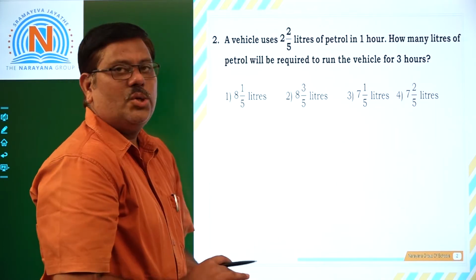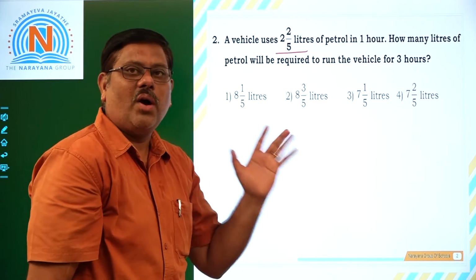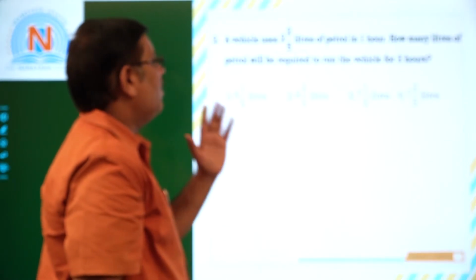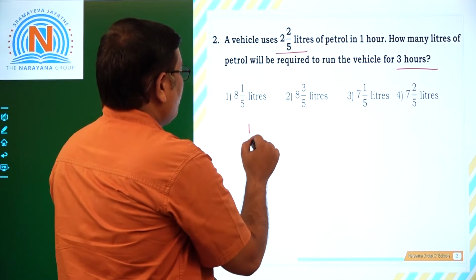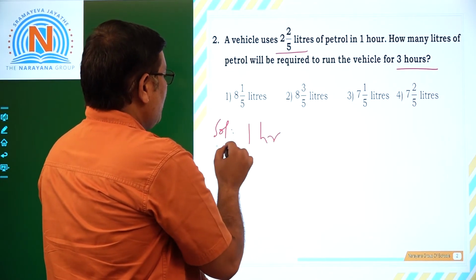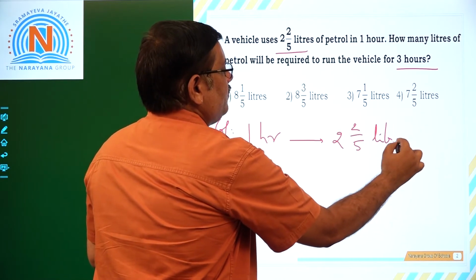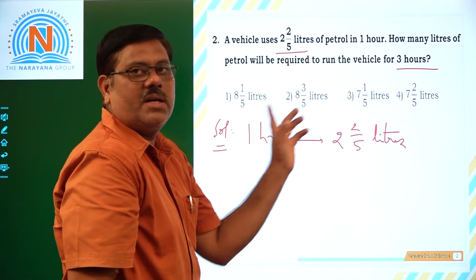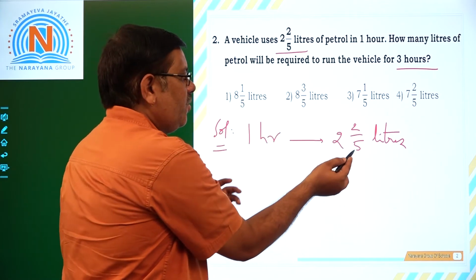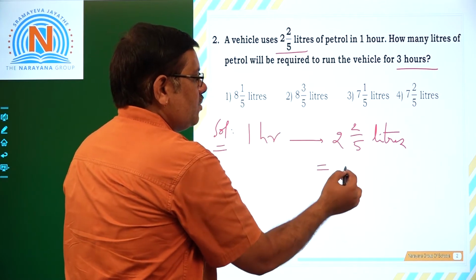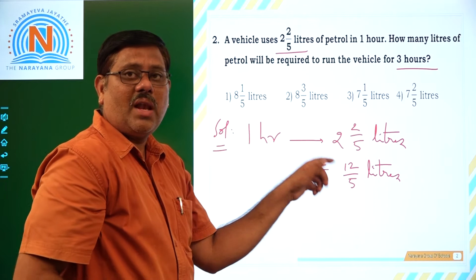A vehicle uses 2 by 5, it's a mixed fraction, 2 by 5 liters of petrol in 1 hour. How many liters of petrol will be required to run the vehicle for 3 hours? Okay. So 1 hour, in the solution, 1 hour, how much petrol is it consuming? It is consuming 2 by 5 liters in 1 hour. That is nothing but, if you convert it as an improper fraction, what do you get? 5 twos are 10, 10 plus 2, 12 by 5 liters. So in 1 hour it will consume 12 by 5 liters.